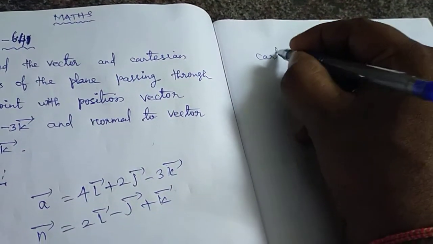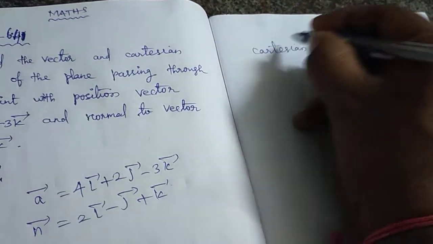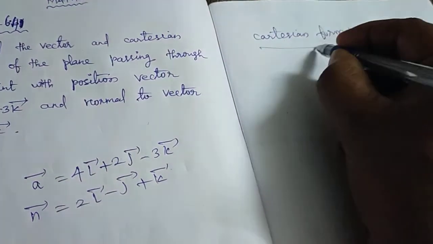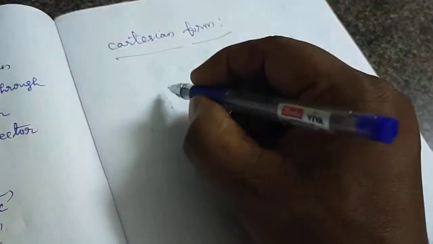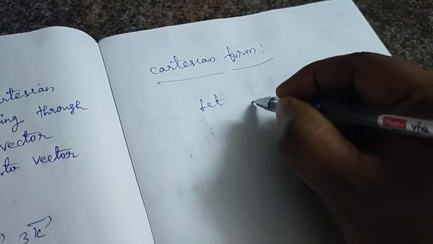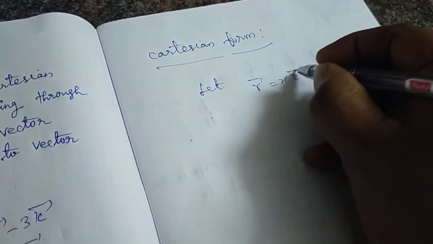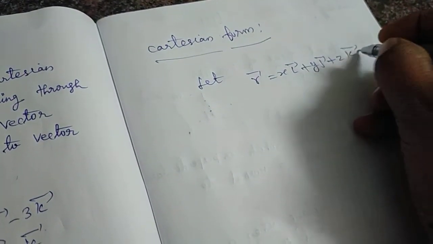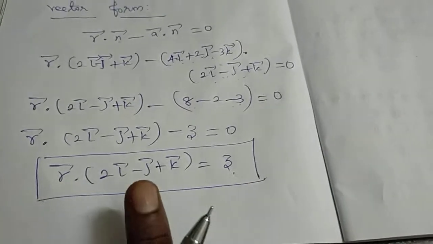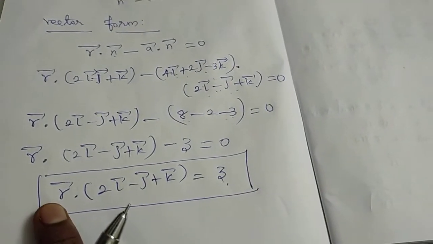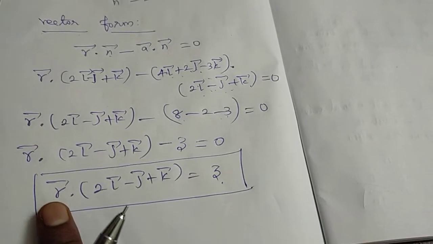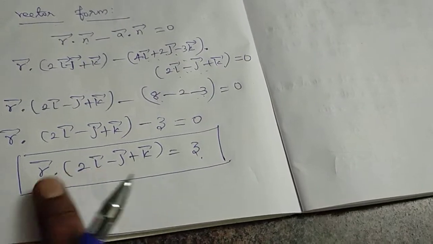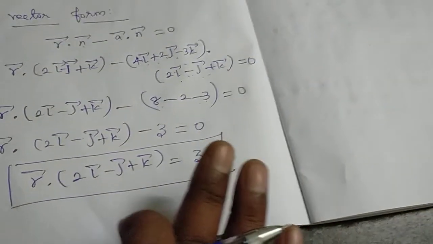Cartesian form. In Cartesian form, very simple. Let r vector equal xi vector plus yj vector plus zk vector. Just substitute here. The r vector value is xi vector plus yj vector plus zk vector. After that you do the dot product, we get the Cartesian form.